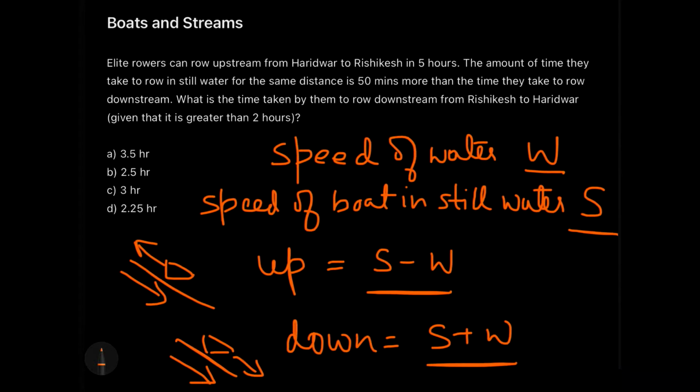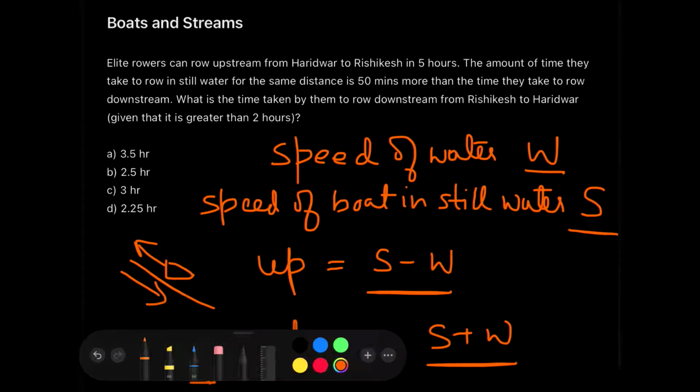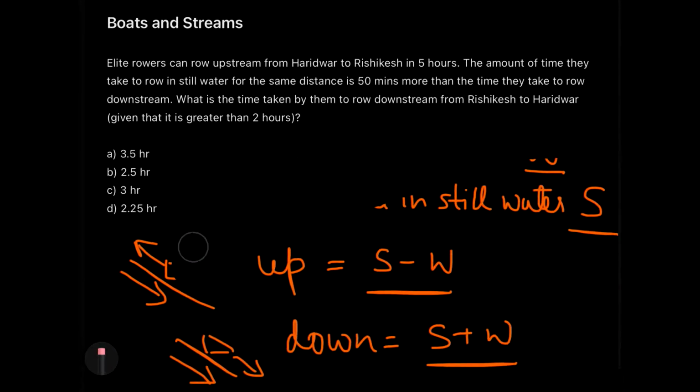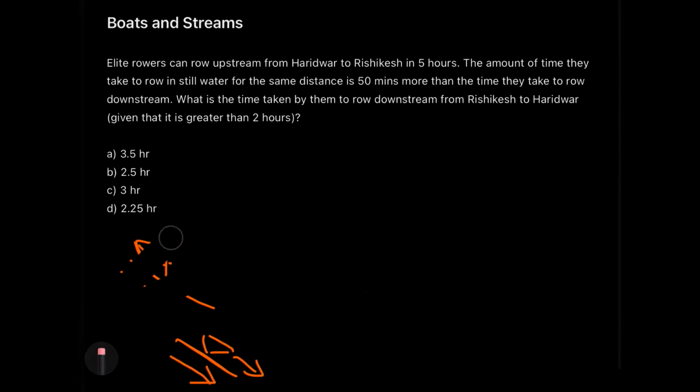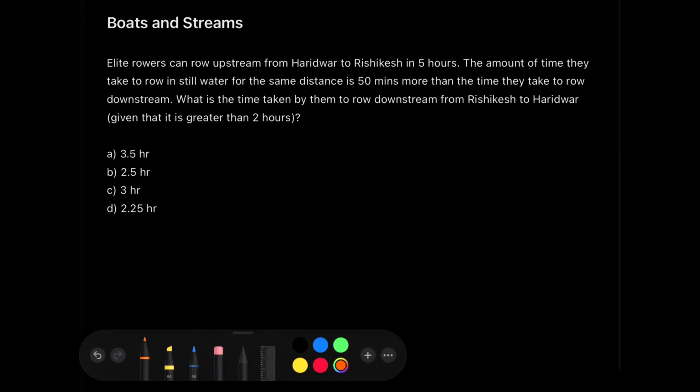Now, using these four things and a bit of knowledge of algebra and quadratic equations, we'll be solving this previous year CAT question. I have purposely added this question, which is a bit tougher than the normal boats and streams question, because I think if you are able to understand this question, you will be good to go with the other questions on boats and streams as well. So let's get started and see what the question demands of us.